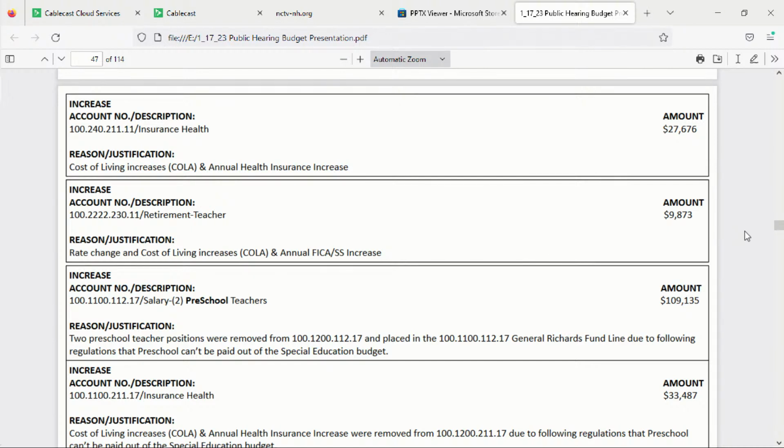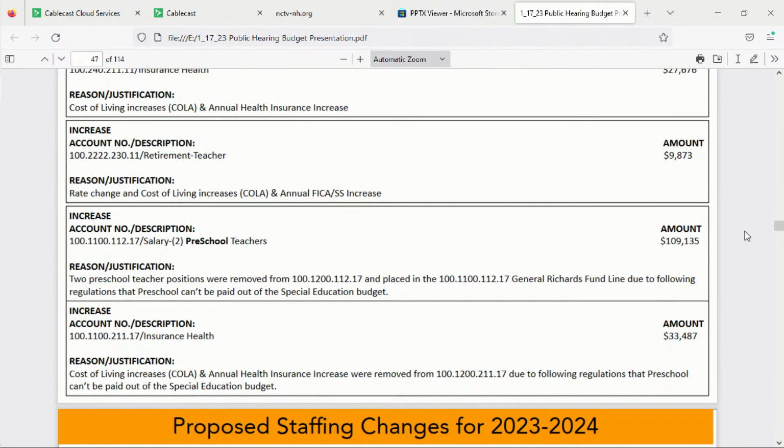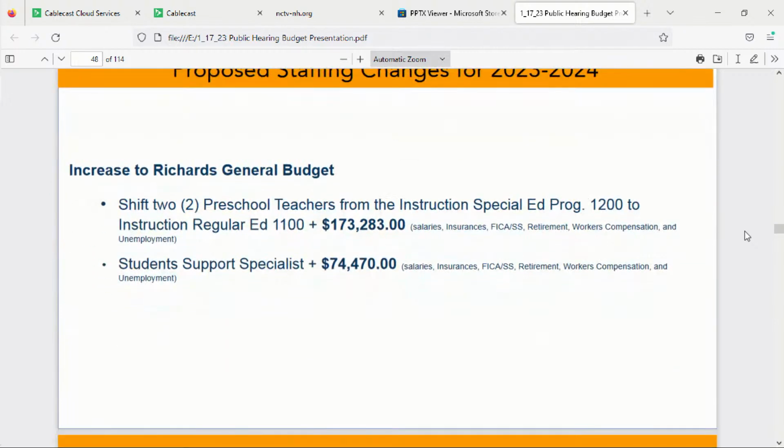Now, this is where we get into preschool. We've taken the teacher salary out of the special ed and moved $109,000 into the regular ed salary line, which also affects our insurance and health, and that's increased to $33,487. Any questions on those?